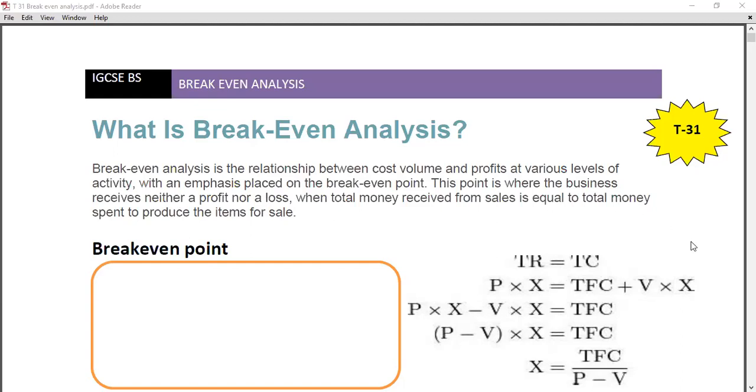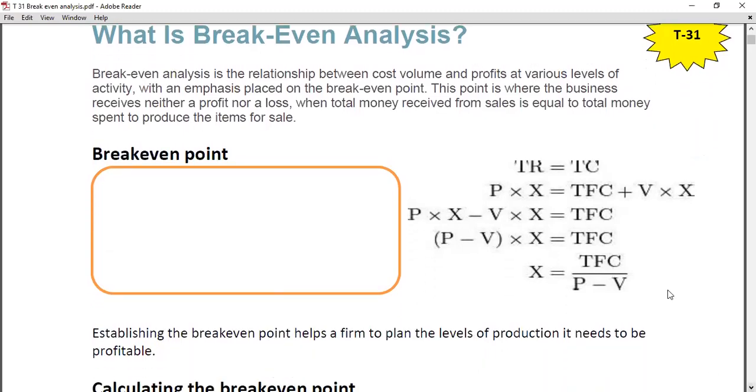This is mathematically provable. We can justify the break-even this way. This is a point where total revenue equals total cost. Total revenue we can simplify as price times quantity, P times X, or P times Q. Without writing X, you can say Q also, that is correct. Price times quantity is total revenue.